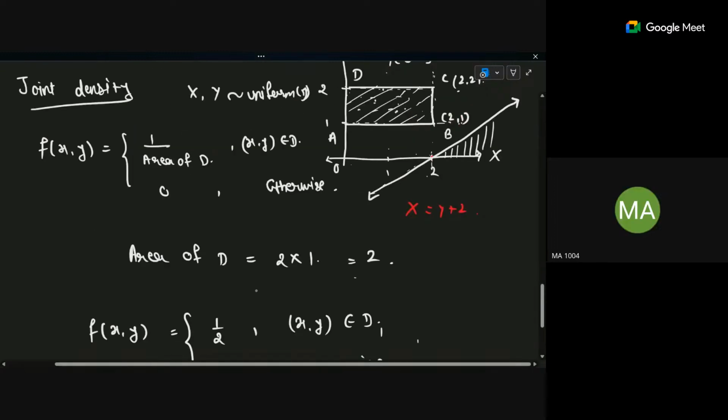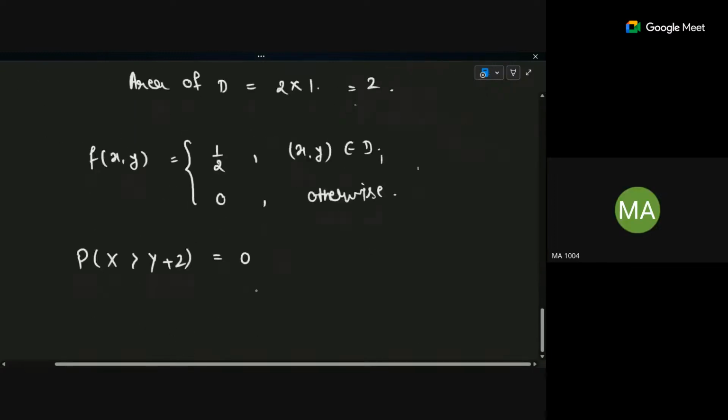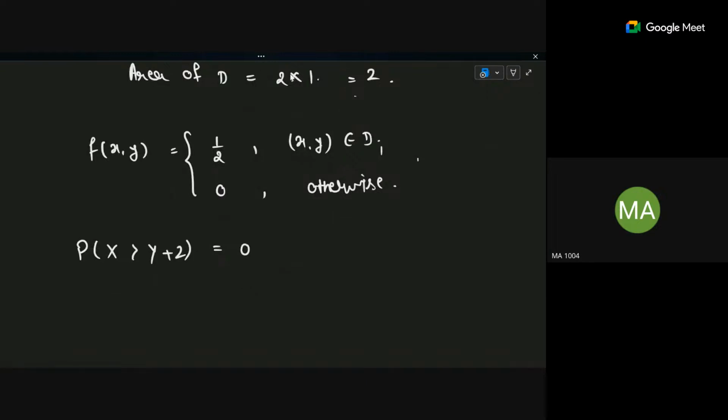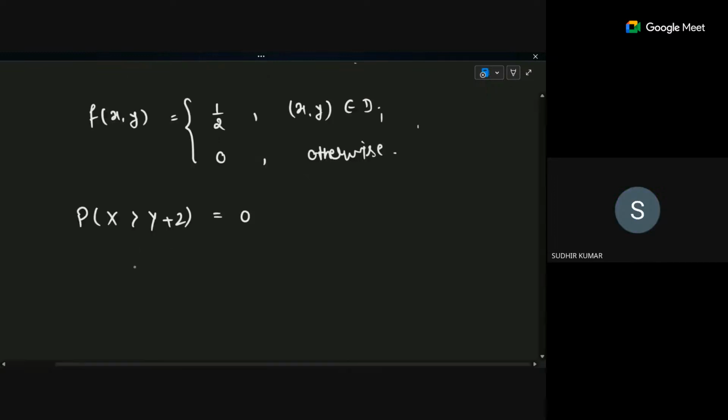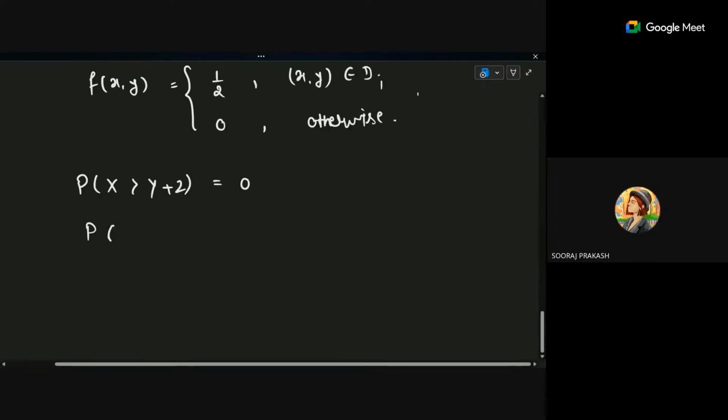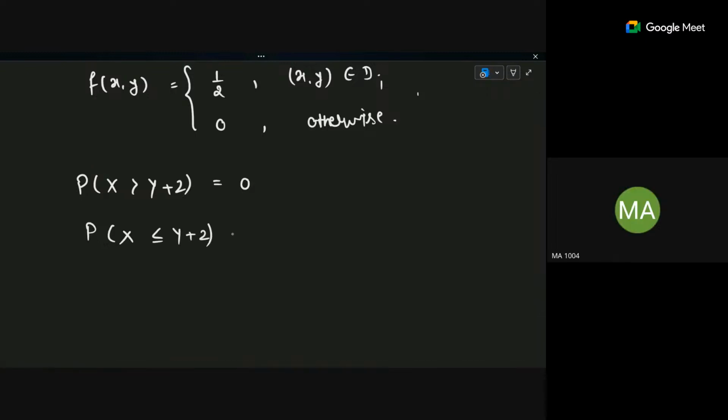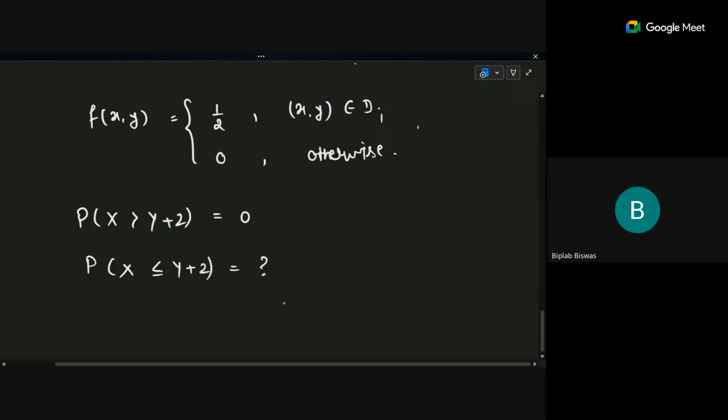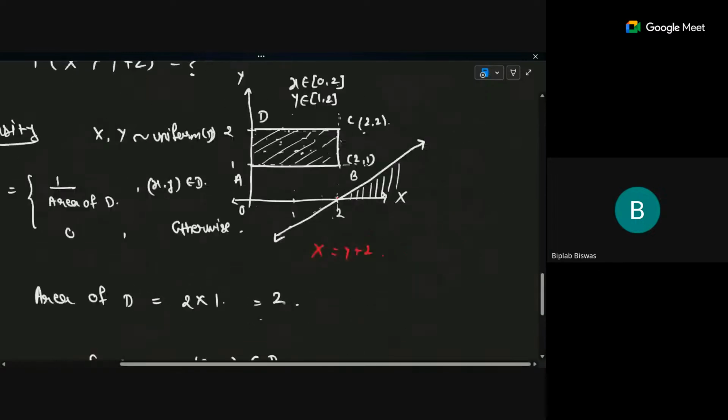What if I ask what is the probability that x is less than or equal to y plus 2 then? It will be 1. 1 minus 0 equal to 1. Ma'am, how did you go to that point directly, like x plus y is equal to 2? Yeah, that region, this one.